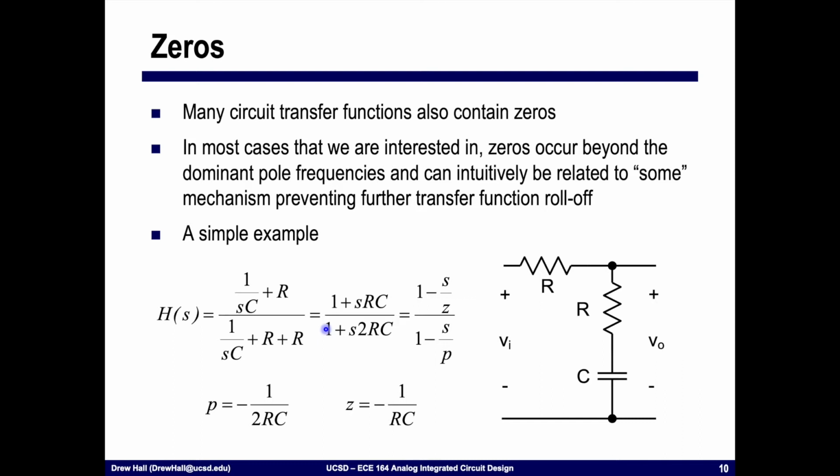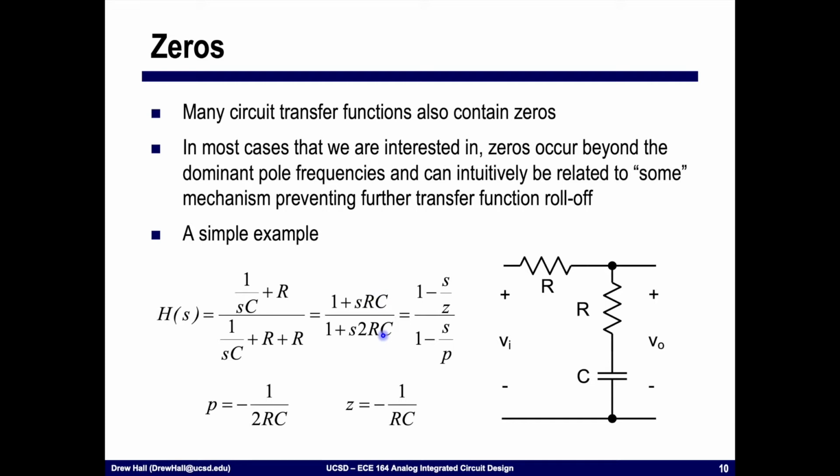However, if we look at this circuit, the zeros are quite interesting. What I've done here is take the simple RC circuit and add another resistance, and the addition of this resistance causes an interesting phenomenon. If we write out the impedance divider again, I have on the top the sum of these two impedances, 1 over SC plus R. When I simplify by multiplying by R, I end up with 1 plus SRC divided by 1 plus 2 SRC.